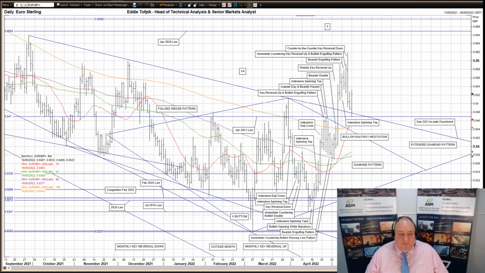So far today, well, a lower open and a move down below the upper trend line of the extended diamond pattern, but only as far as the support at 84.70 before pulling back up and indeed making today look like a possible bullish engulfing pattern and even a key reversal up.